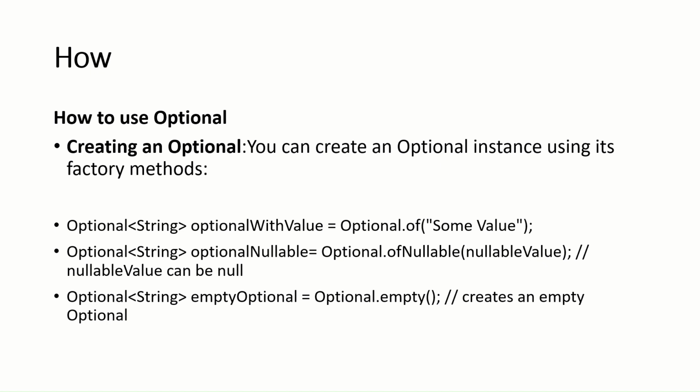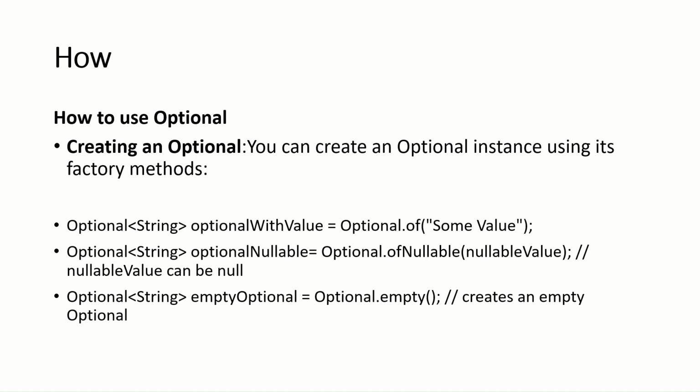Let's say you want to create an Optional value of a String. You call the Optional class and define the generic here, which is String. Let's say we are giving the variable name as optionalValue with value, and we are creating the Optional with some value.